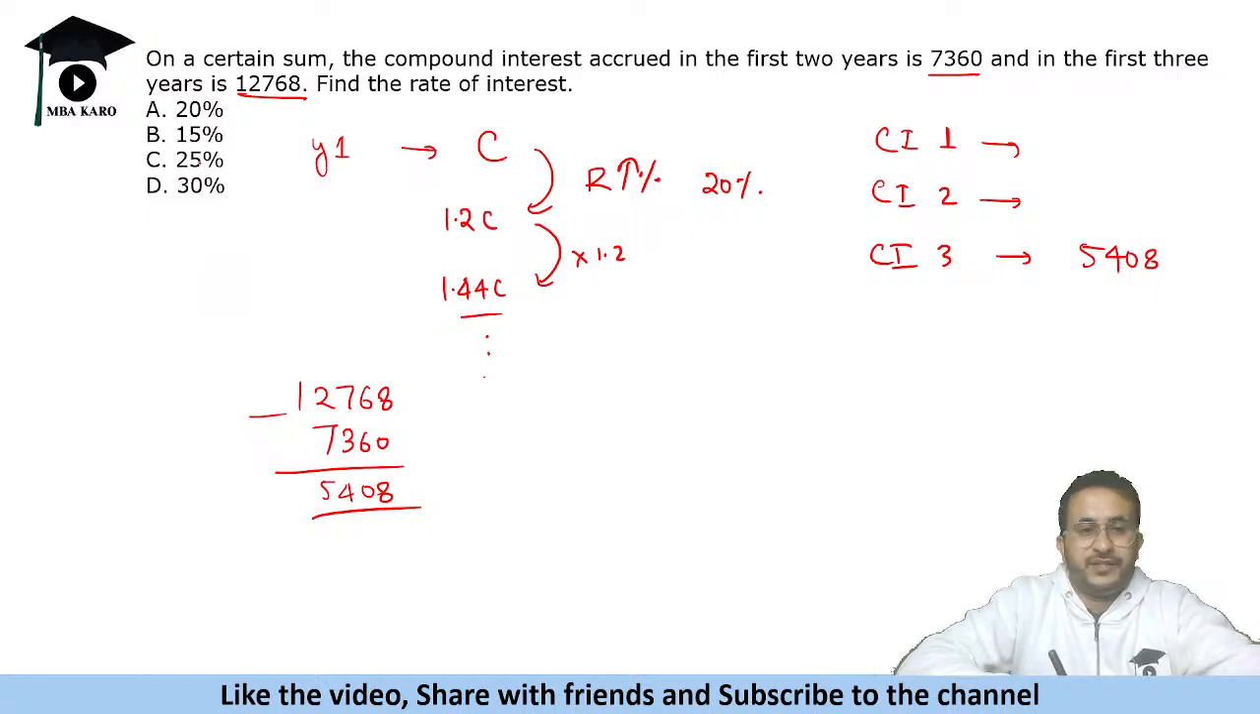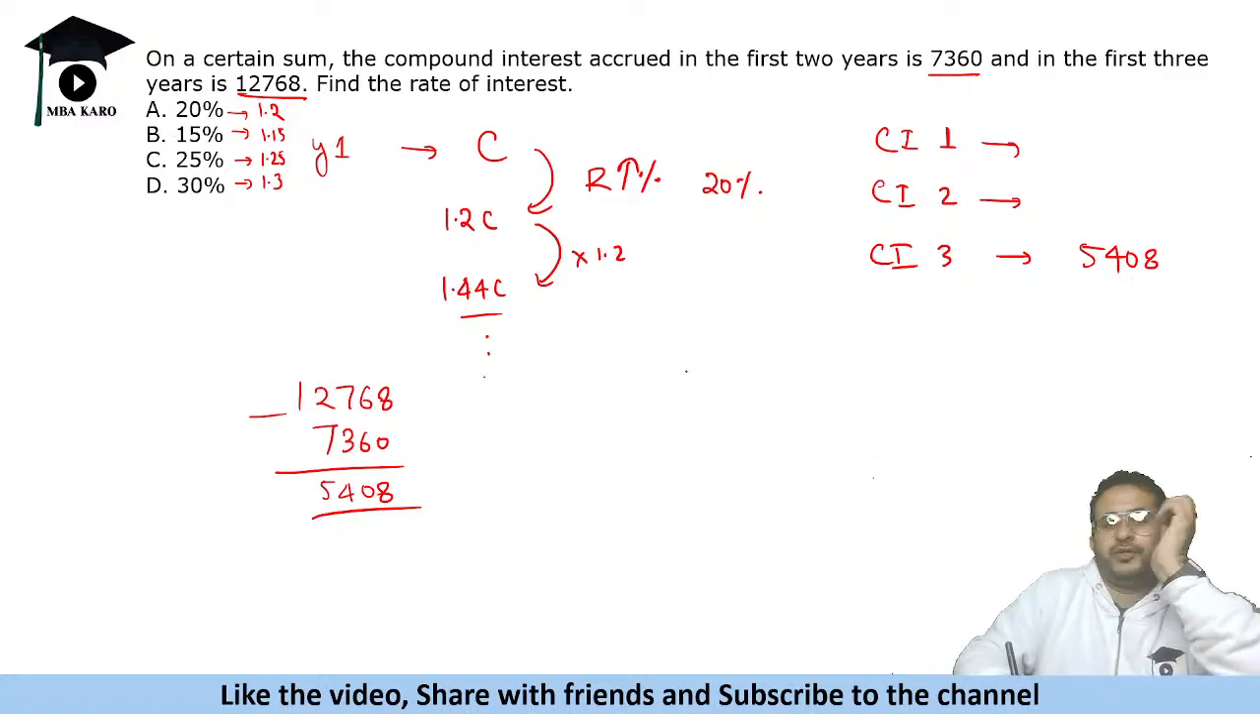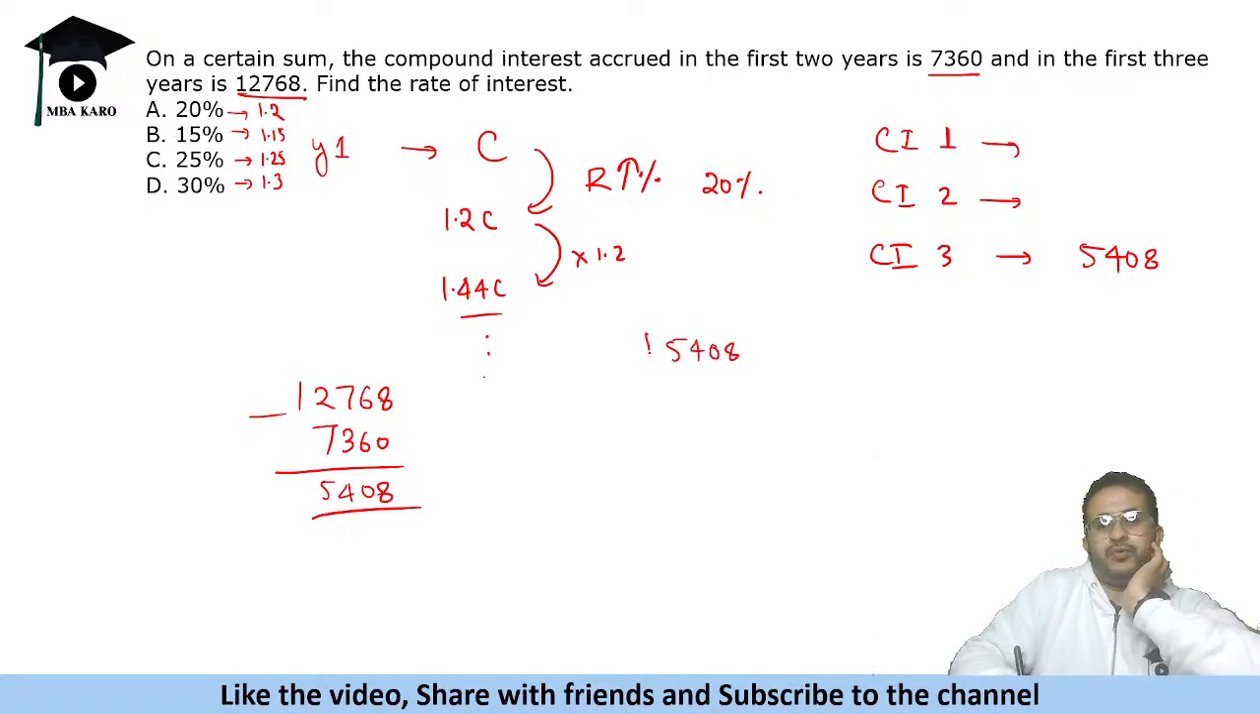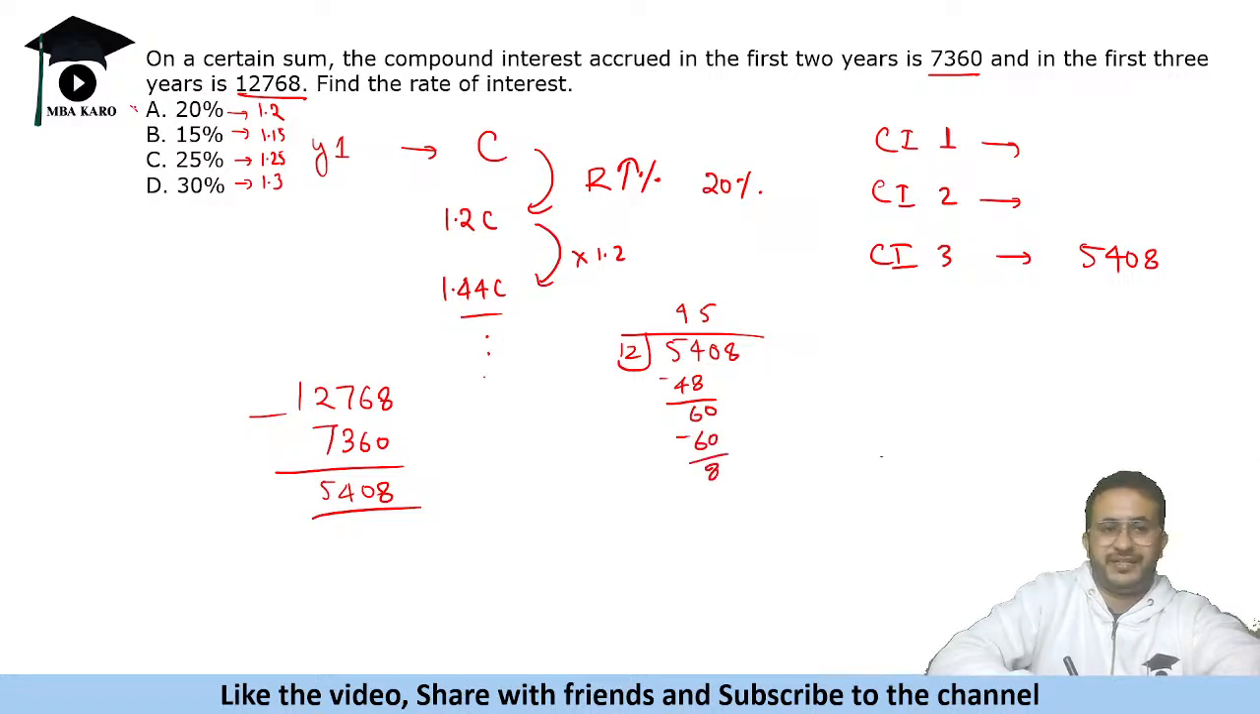In such kinds of questions, every year it is increasing by the rate, like these are the options. The most preferable thing to do is go with the options. So 120% means it becomes 1.2 times, 1.3 times, 1.15 times, 1.25 times. Let's divide 5408 by 1.2. How to do these kinds of questions in a smart way without using equations? 12 fours are 48, we get 660, so it is divisible. But 8 is not divisible, so 1.2 is very likely not the answer.